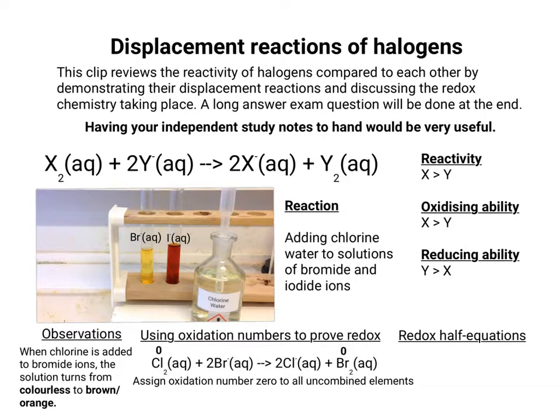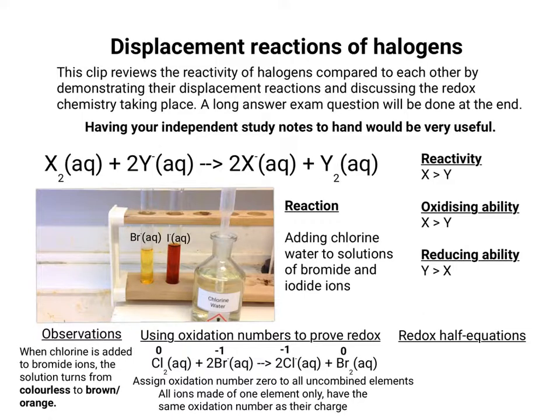So start by looking at all the uncombined elements and assign oxidation number 0 to them. That's the easiest place to begin. Then you look at the ions. Now it's worth remembering that every ion that's made of only one type of atom is going to have an oxidation number the same as the charge. So if it's a negative 1 ion, it'll be -1 oxidation number, for example. So bromide and chloride in this case are -1.